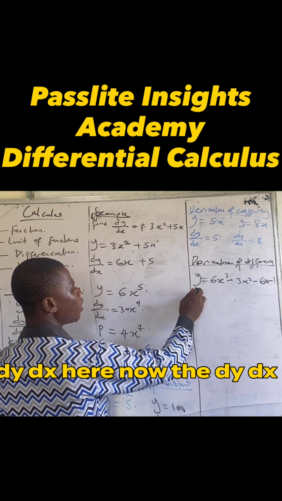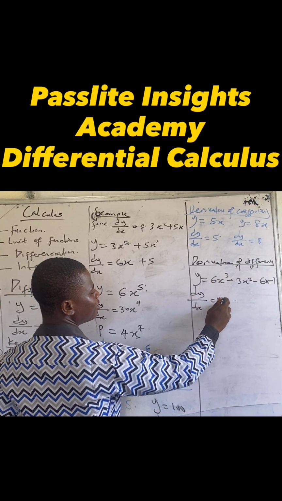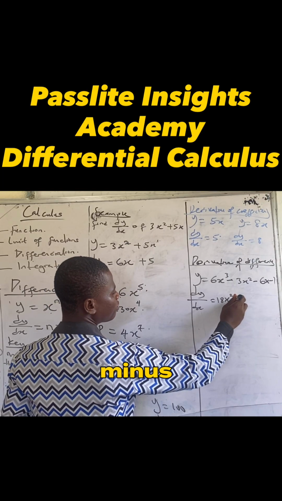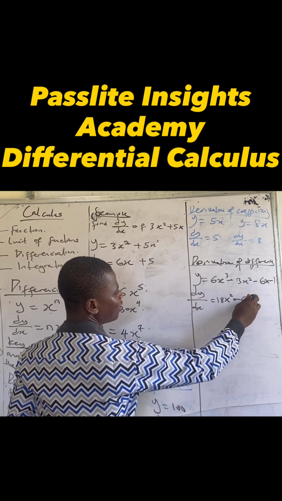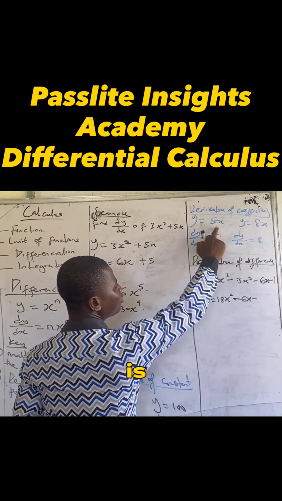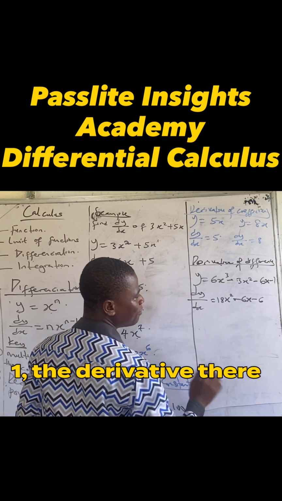So if you are going to do dy ds here now, dy ds here is 3 times 6, 18. Don't forget the s. S raised to power 3 minus 1, 2. Minus 2 times 3 is 6, s, 2 minus 1, 1. Minus, I told you, 6s. When you see 6s or 5s, the answer is just the coefficient, 6. Then when you see minus 1, the derivative there is 0.